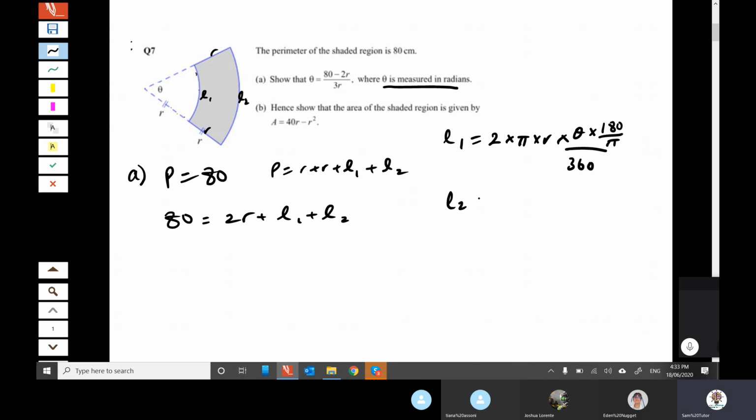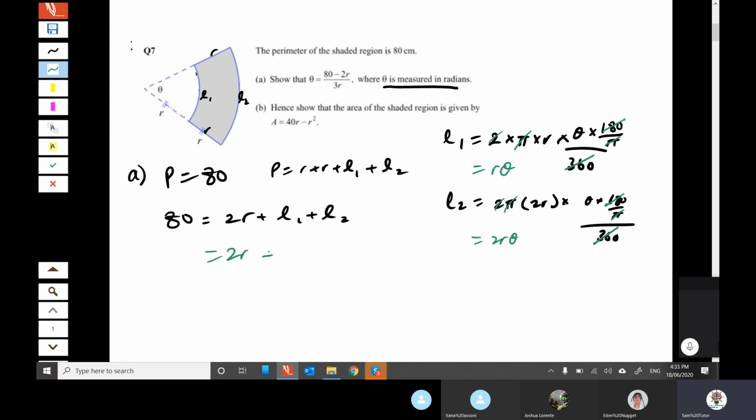L2 is 2 pi, and it's not just for Tiana, it's everyone. If you're not comfortable, you've got to let me know now. Your radius is 2r, and again, same thing, theta times 180 on pi on 360. Start canceling, this is all multiplied. So 2 times 180 is 360, and 360 is gone, so you're just left with r theta here. In this one, your pi and pi cancel, 2 and 180 is again 360 and cancels, so you're just left with 2r theta.